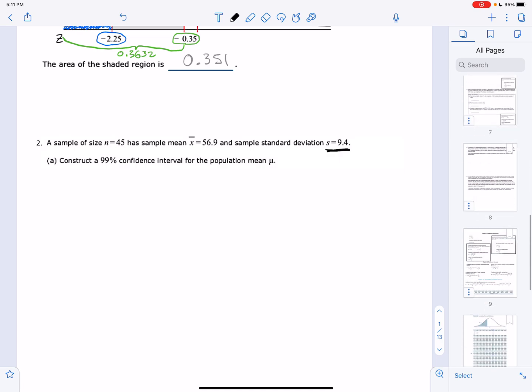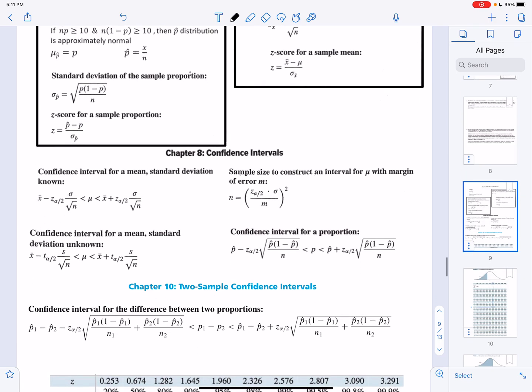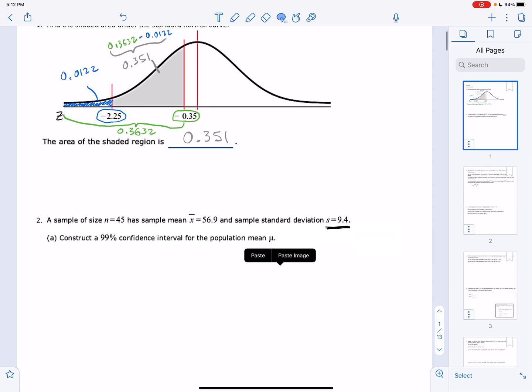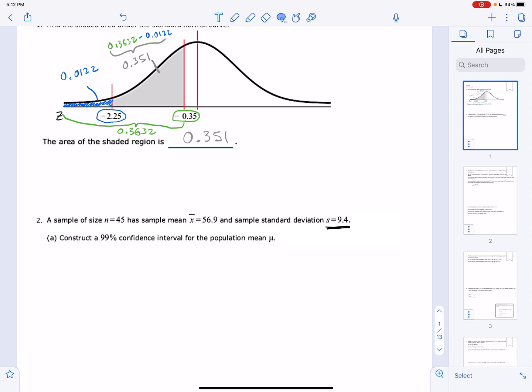So this means when we look at our formula sheet, instead of knowing the population standard deviation, we know the sample. So we're going to use this formula right here. Let me go ahead and copy this and bring it to our problem. And it didn't paste, didn't cut it out. That's interesting. Well, that's okay. I know what that is.